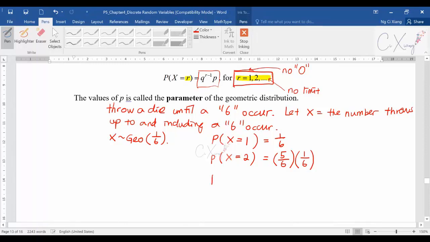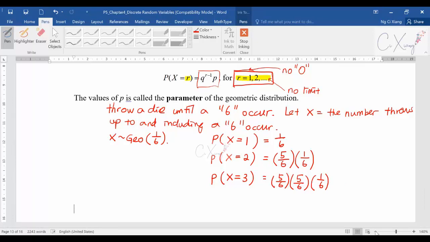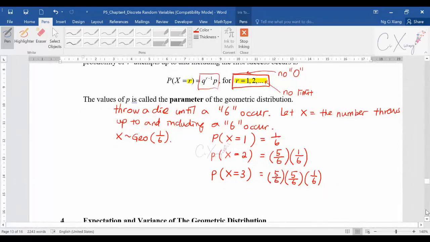Now, maybe my luck is so-so, and I throw 3 times before I get the 6. So the number of throws is 3. That means the first time I get other numbers, which is 5/6. The second time I throw the die again, I still get other numbers, which is 5/6. And then the third time, I get 1/6. I hope that you can already see some pattern.